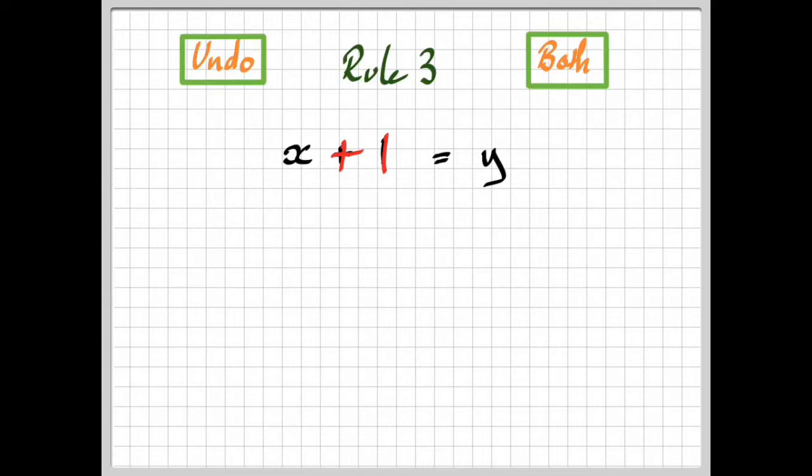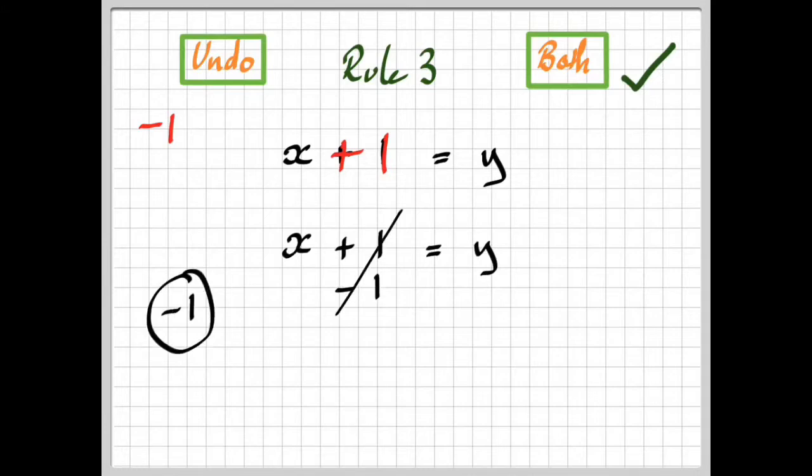And now going to that whole idea of undoing. How do I undo plus 1? Well, I subtract 1. Let's have a go, remembering to do both sides. x plus 1 equals y. I now subtract 1 from both sides. On the left hand side, it just cancels it down.